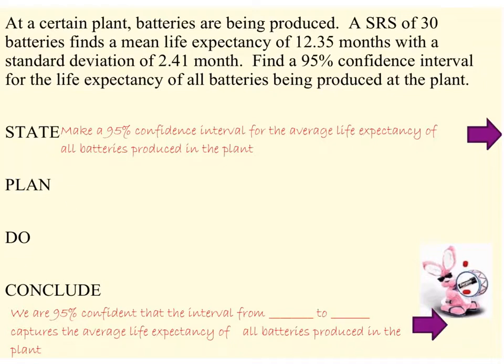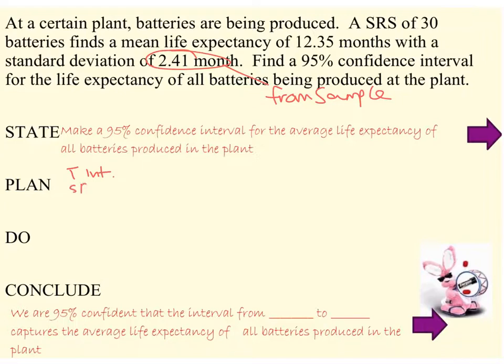Okay, plan. Well, the plan here really doesn't change, even though we've talked about why we're going to use T. Reminder, our deviation came from the sample. So this is why we're going to use T now instead of Z. And again, remember, the calculations don't change, the conditions don't change. What changes is the amount of variability we allow. And I'll explain that here as we get to the do.